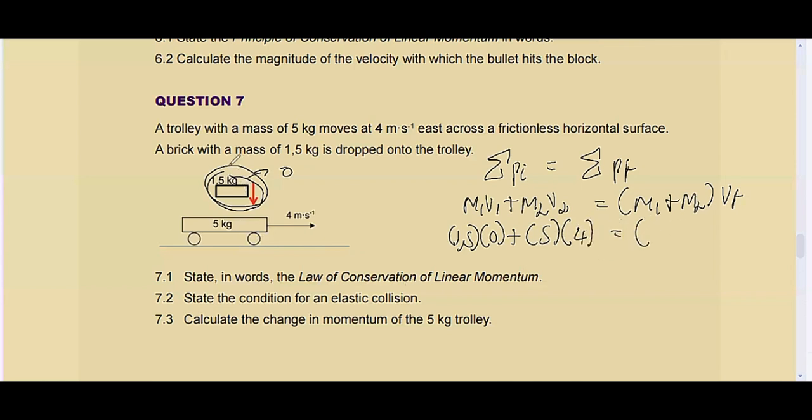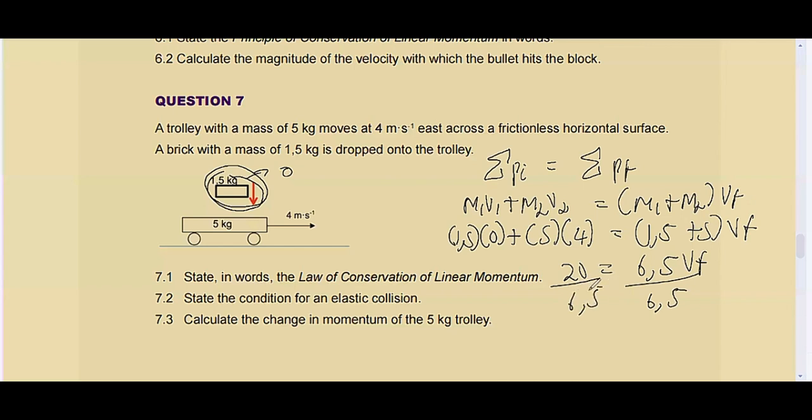Then now we know that when the brick falls into the trolley, they will now become a system. They will now move together as one unit. So that means mass 1 and mass number 2 share the same velocity. So we have 1.5 plus 5, and then they share Vf, which is what we are looking for. Then when we calculate that, 5 multiplied by 4 is 20. Then 1.5 plus 5 is 6.5. Then Vf, divide both sides by 6.5.